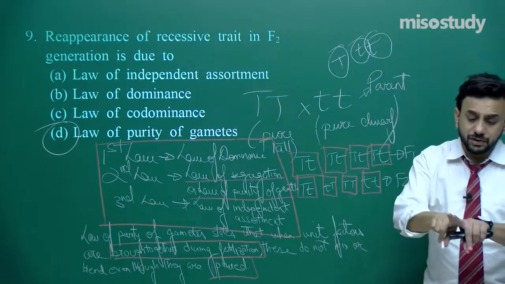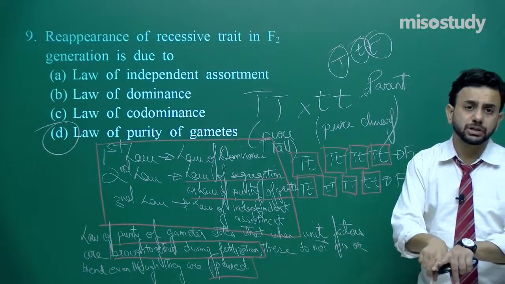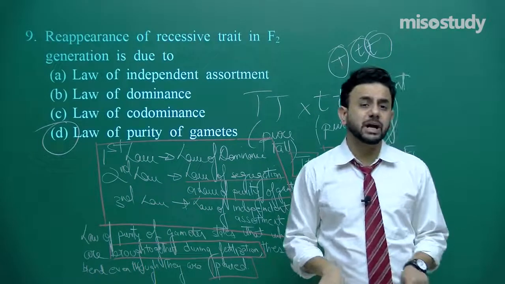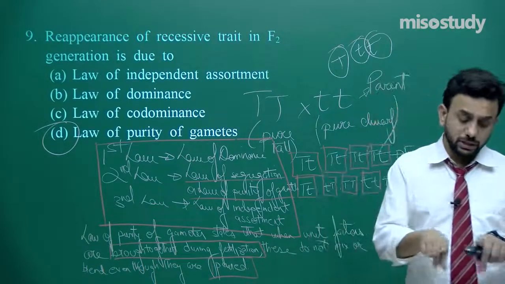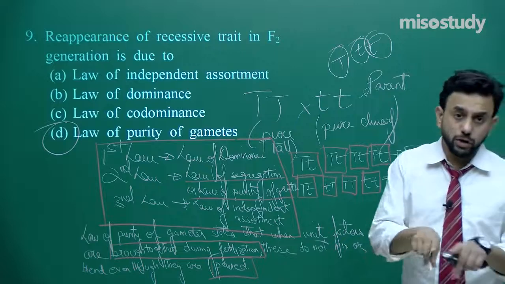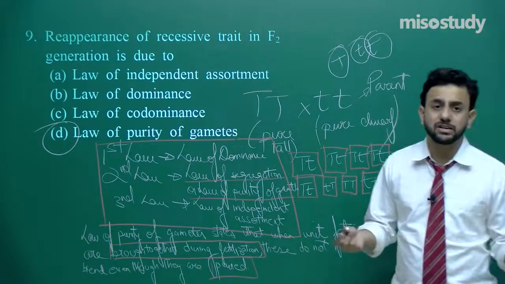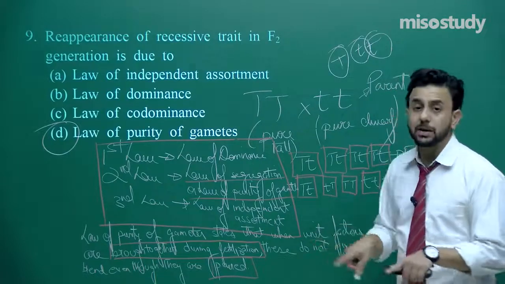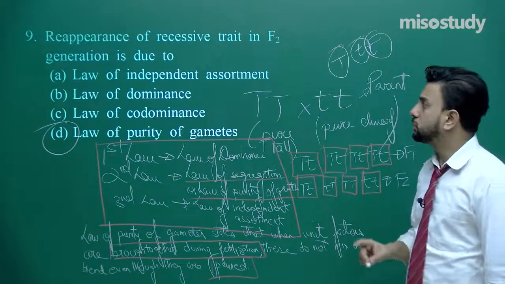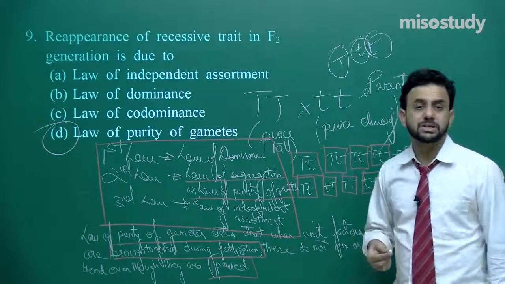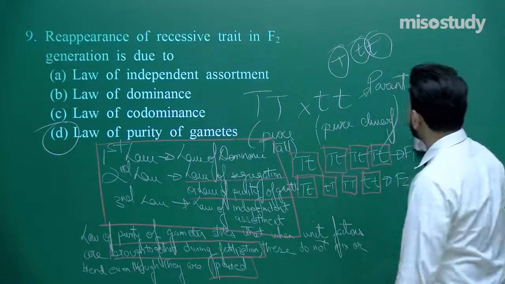That is what the law of the purity of gametes, or the law of segregation, says: even though they segregate and come back on fusion, what happens during segregation and during cell division? The gametes segregate, the genes or the paired factors or the alleles go into different gametes, and when they come back, they do not lose their own significance. What they have to do, they will do, and that is why the recessive trait comes back in the F2 generation. I hope you have understood this.